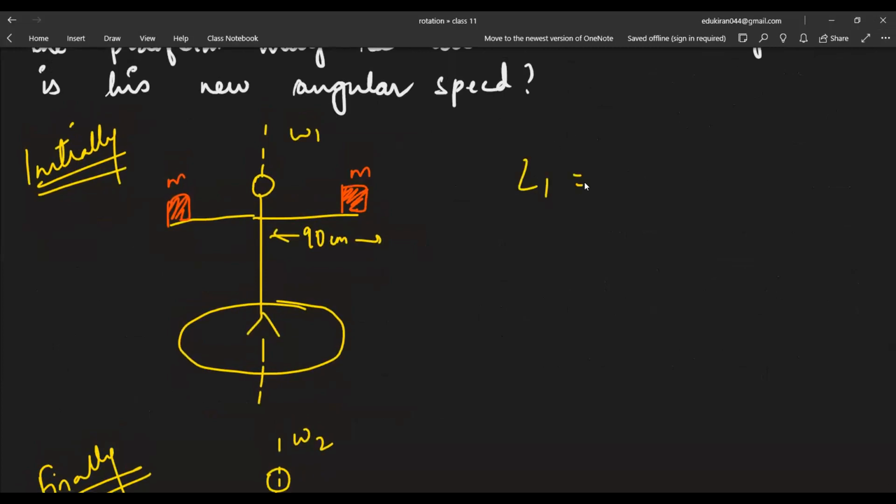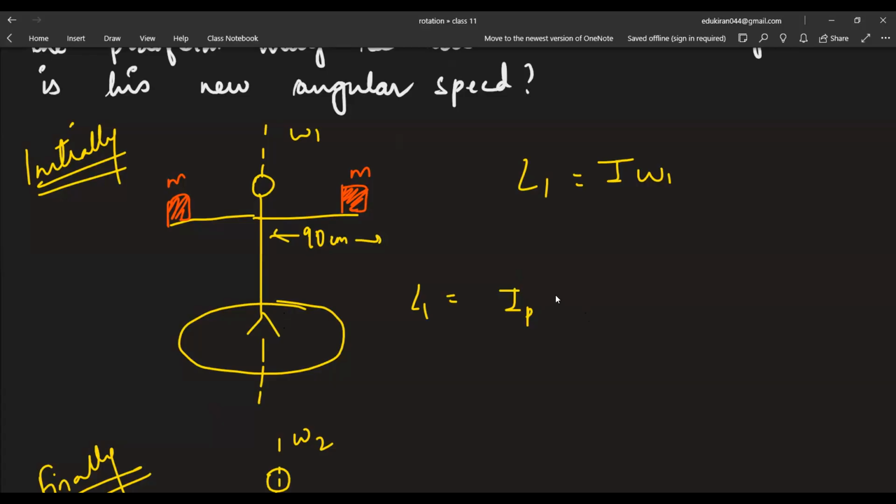So it's a very easy question. See, what is the angular momentum here? I omega 1. Now we just have to expand this I, that's it. See, the moment of inertia of the man with the platform is already given. I am writing it as IP, person and platform. So IP represents the moment of inertia of the man with the platform.